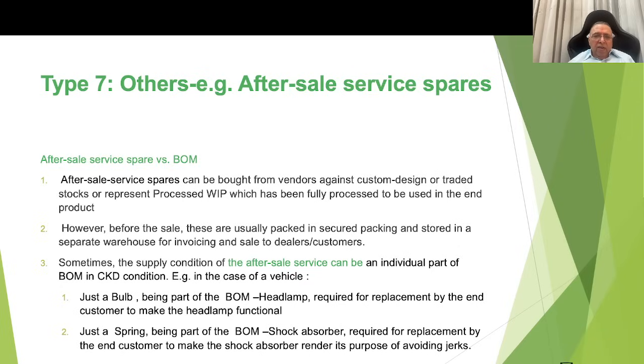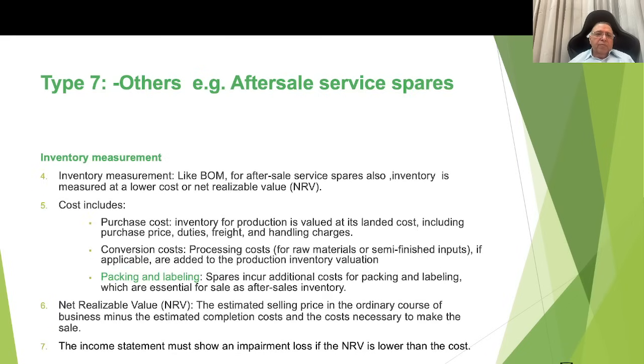So the bill of material here is shock absorber. The bill of material earlier was headlamp. In the shock absorber, the spring, the customer may require that spring to make the shock absorber functional, to avoid the jerks. Inventory measurement or valuation.